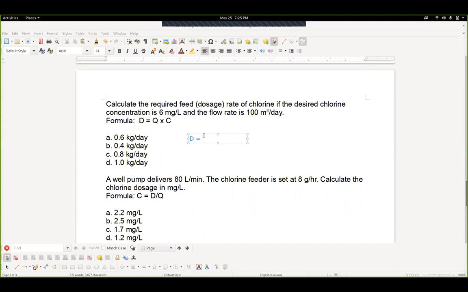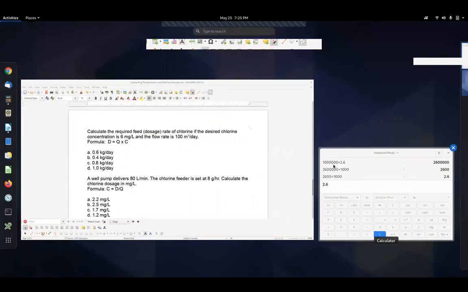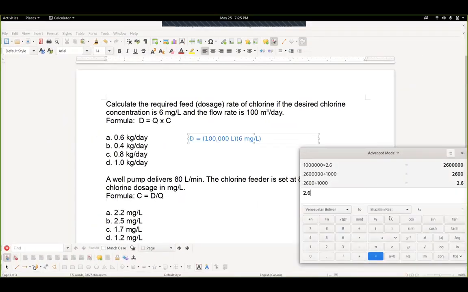We know that the desired chlorine concentration is 6 milligrams per liter, and we know the flow rate is 100 meters cubed. So we have to realize that each meter cubed is 1,000 liters, so 100,000 liters, so that we have the same unit as with C, 6 milligrams per liter. So now we need to figure out how many kilograms we need per day. So it's 100 meters cubed per day, 100,000 liters per day.